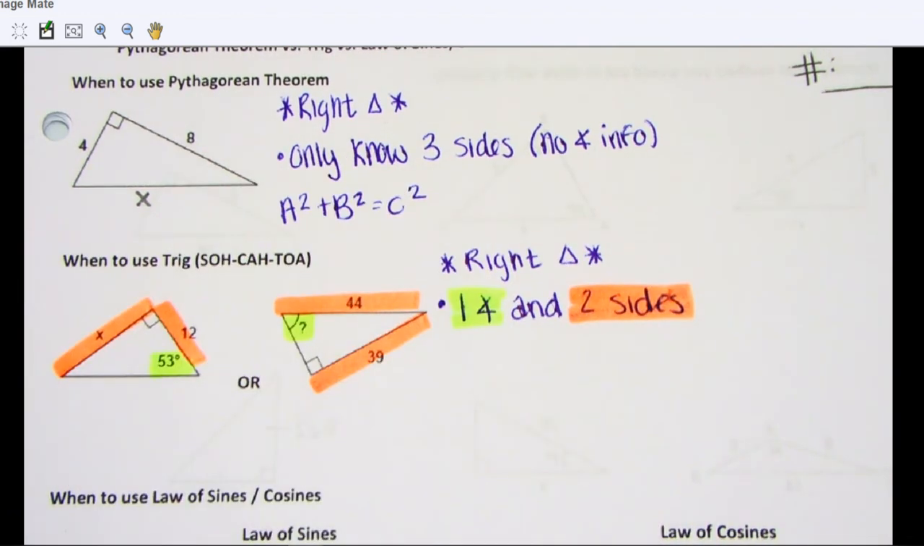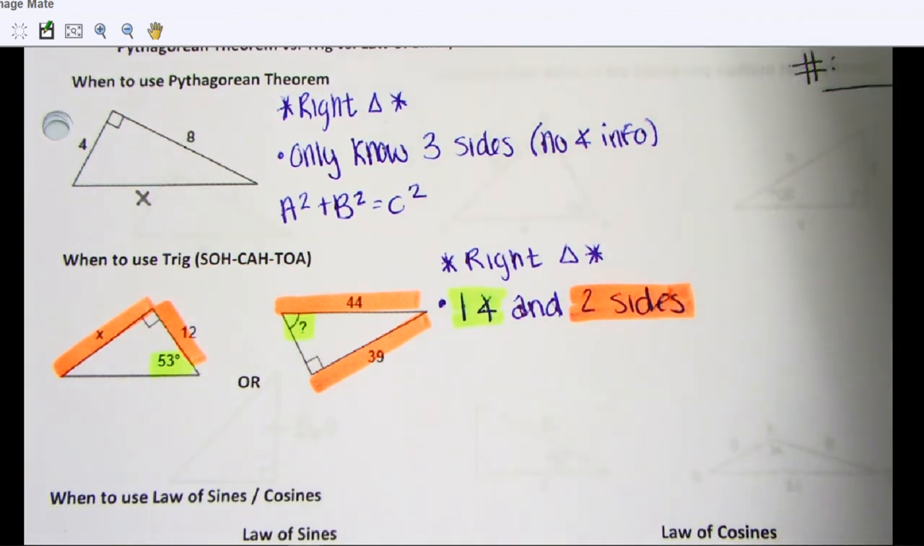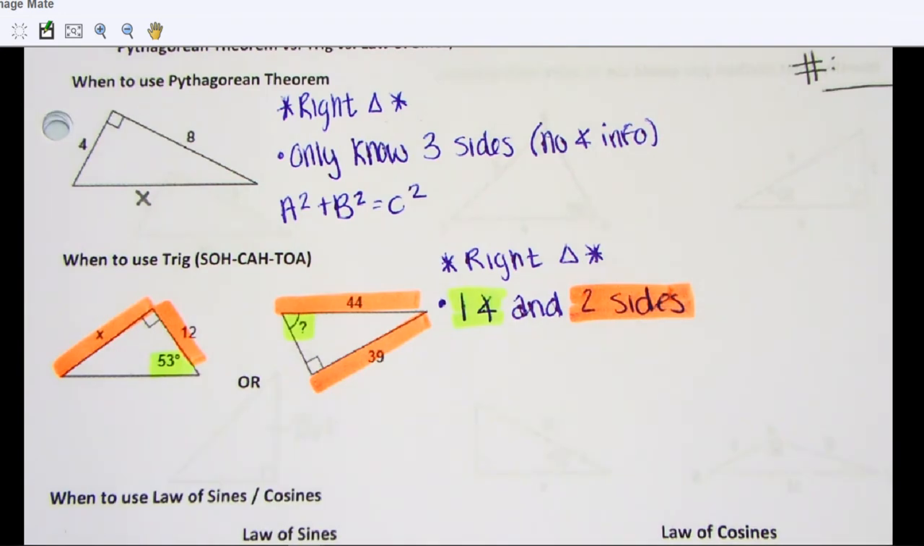That's the main difference between when to use Pythagorean theorem versus trig. Being able to look at a problem and know, okay, I should be using SOHCAHTOA, or I should be using Pythagorean theorem, makes the problems a lot easier to do, especially if you know what method to start with. So coming up with a game plan is the most important.